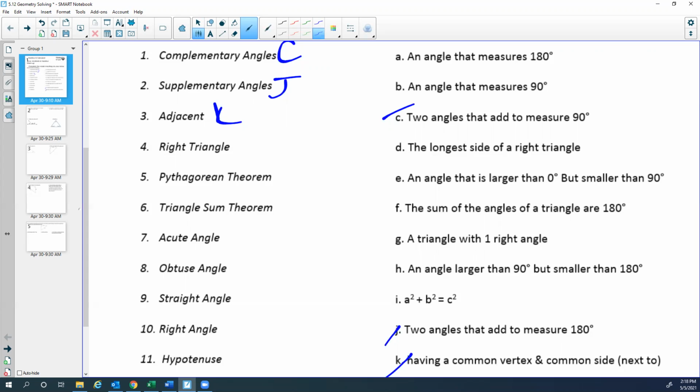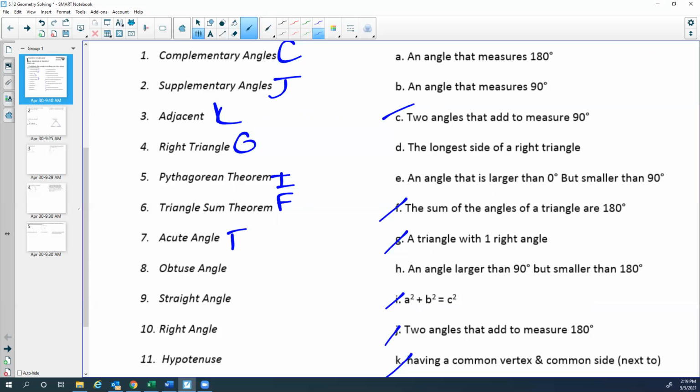A right triangle is definition G, a triangle with one right angle. Pythagorean theorem is going to be I, A squared plus B squared equals C squared. The triangle sum theorem is going to be F. That's where the sum of the angles of a triangle is 180 degrees.